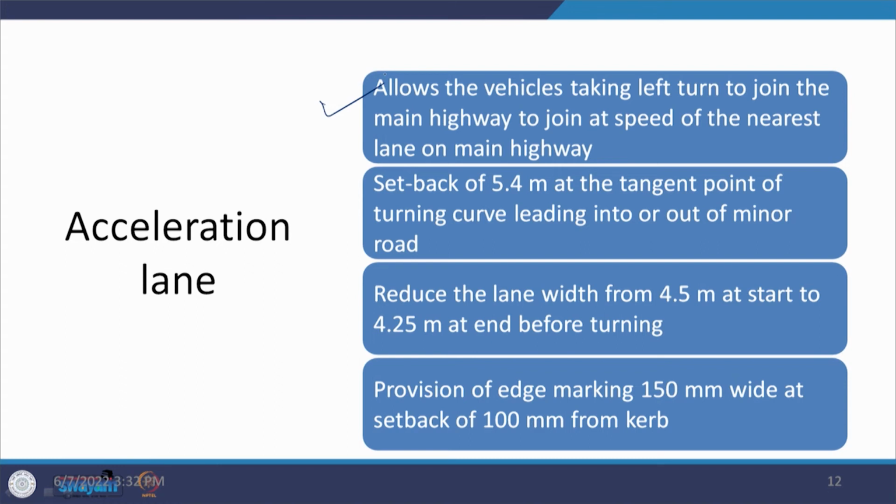So, that means they are taking a turn at something like 40 or 50 kilometers per hour and then trying to reach 100 kilometers per hour and then join into the mainstream. Now, when they are going to join and going into the acceleration lane, at that point a setback of 5.4 meters is being provided at the tangent point of the turning curve.